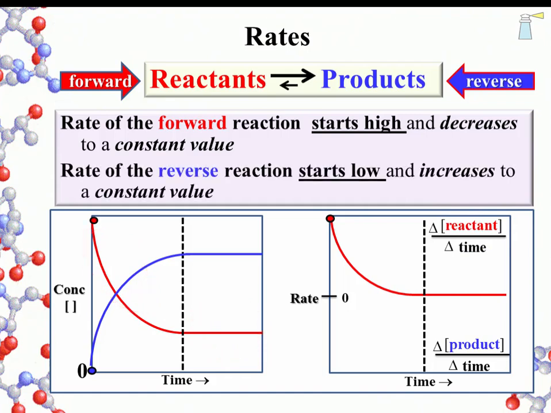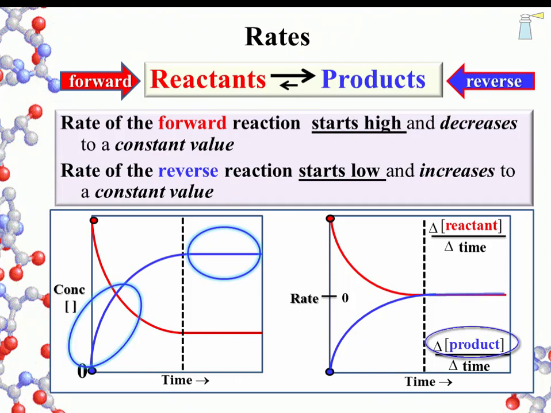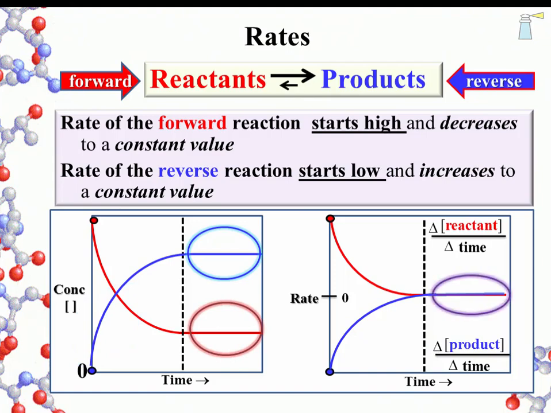The rate of the product starts low. There's initially no product, and it increases as the reaction proceeds. That tracks with what we see on the change in concentration of product as a function of time. At some point, the concentration of product stops changing and the rate of the product stops changing. No change in rate is 0. Where there is no change in concentration, there is no change in rate.